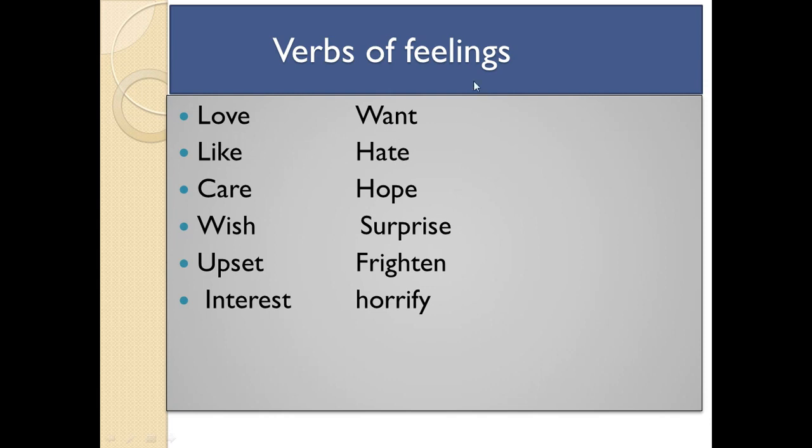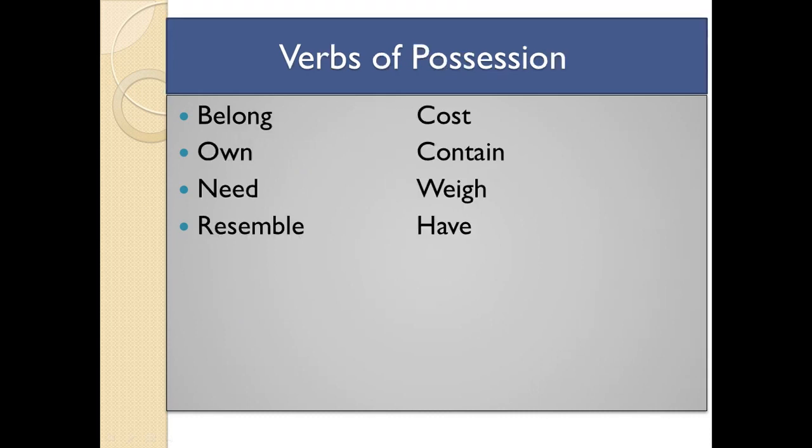Hate. If you hate someone, you cannot say I am hating you now. You are hating me now. No, you cannot say like this. You have to say I hate you. You hate me. Hope. Surprise. Frighten. Horrify. So all the verbs here are verbs of feeling, and you cannot use them in present continuous form. Go to one more kind of state verb.